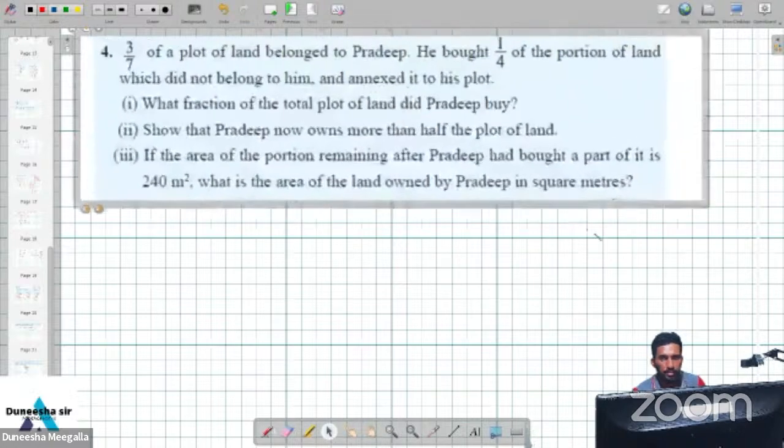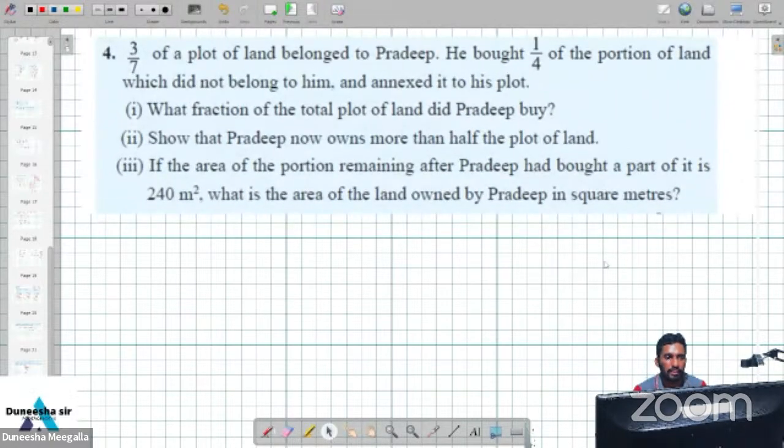Then try to do this question. I will read it out first. The fourth one: 3/7 of a plot of land belonged to Pradeep. He bought 1/4 of the portion of land which did not belong to him and annexed it to his plot. Then what fraction of the total plot of land did Pradeep buy? Second, show that Pradeep now owns more than half the plot of land.